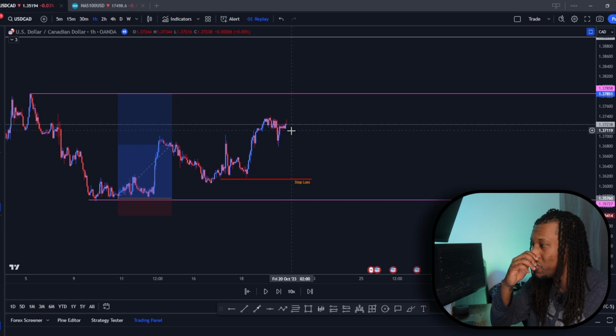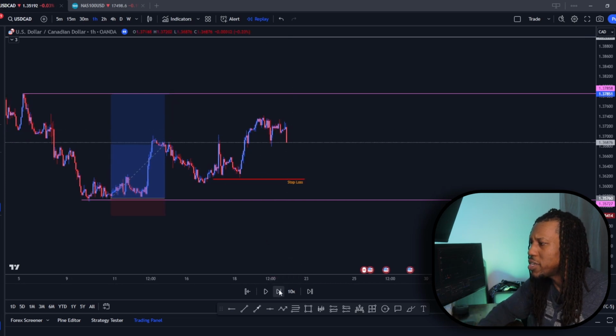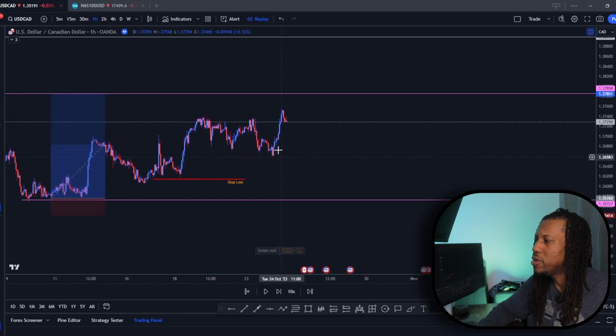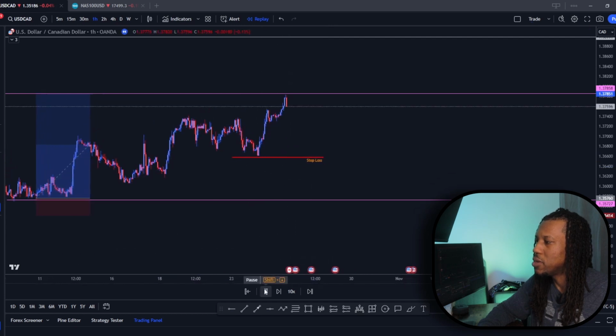So here we are, price is creating that new high, making that new higher low. Let's see what happens here. Price is doing its thing. All right, look, we have a break right here. Price is starting to form a higher low point. We can move our stops here. All right, let's see what happens now.